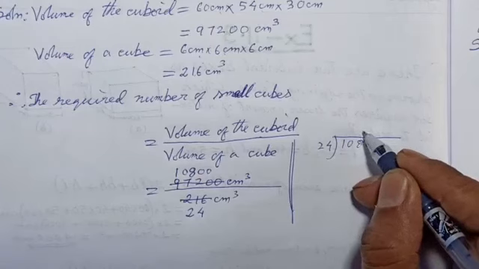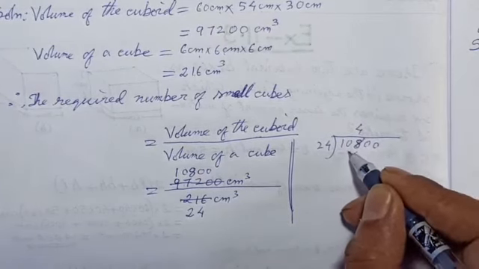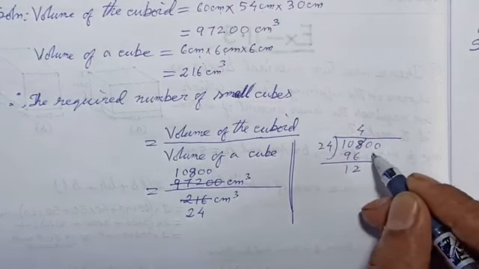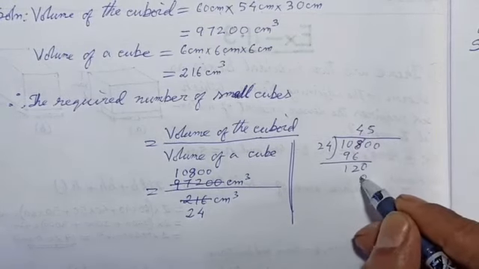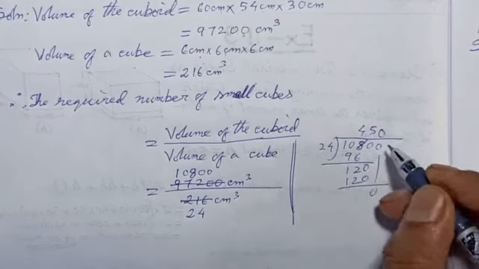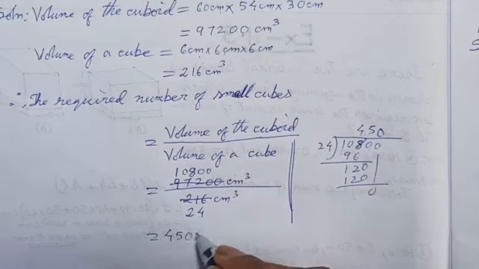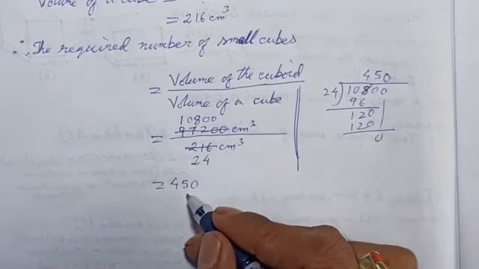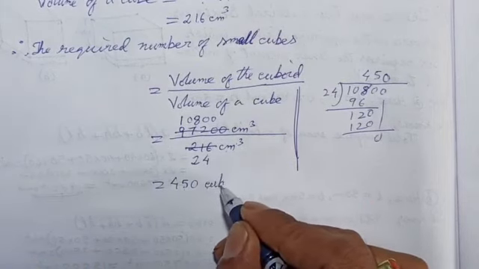First, let's take 4 times. 4 4 are 16, 9, 96. If we subtract, 6, 7, 8, then 0 is here, then 5 times. 5 4 times is 20, it will be 12, then 0, 24 can we divide, so 0. So we are getting 450. Centimeter cube cancel, so we are getting 450, and this is the answer, and this is the number of cubes.